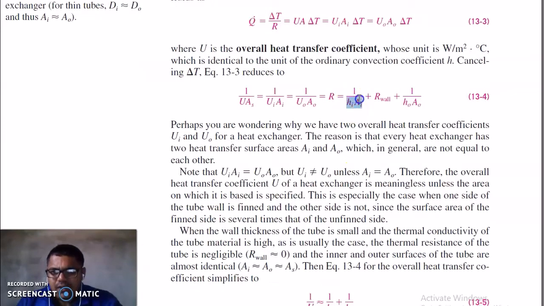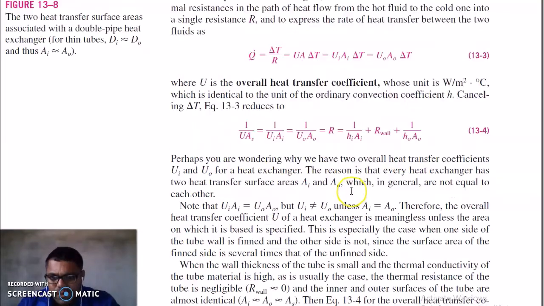So instead of using this relation in the case of a heat exchanger, which has three terms, we can use this relation which represents the overall heat transfer resistance. And this U_o is your overall heat transfer coefficient. Perhaps you are wondering why we have two overall heat transfer coefficients, that is U_i and U_o, for a heat exchanger. The reason is that every heat exchanger has two heat transfer surfaces, inner surface and outer surface, which in general are not equal to each other.